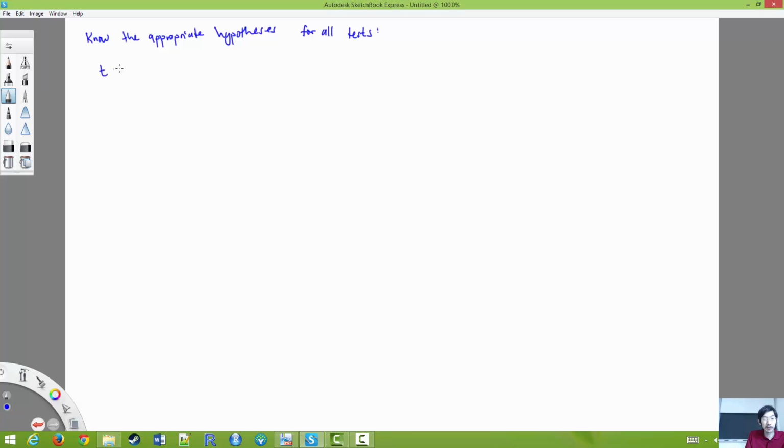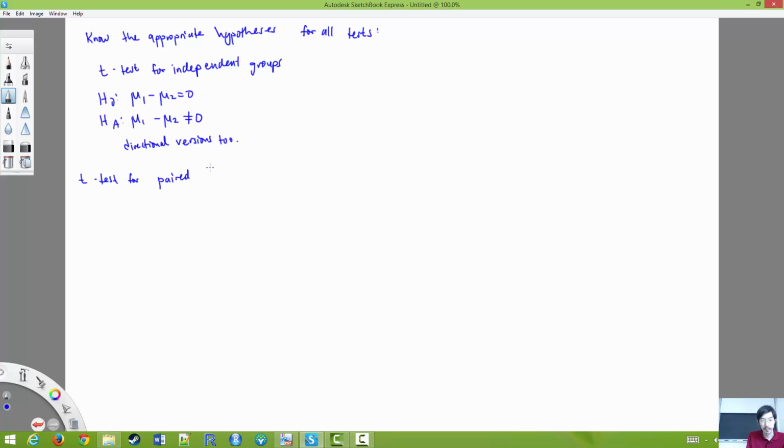Okay, so you have the t-test for independent groups. Your null and alternative hypotheses are mu1 minus mu2 equals 0 versus the alternative mu1 minus mu2 doesn't equal 0. And all of these could have a greater than or less than. Directional hypotheses are allowed. Then we have the t-test for paired data. Your null hypothesis is that the mean difference is equal to 0, and the alternative is that the mean difference doesn't equal 0, along with the directional versions.